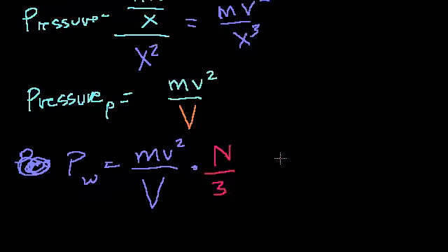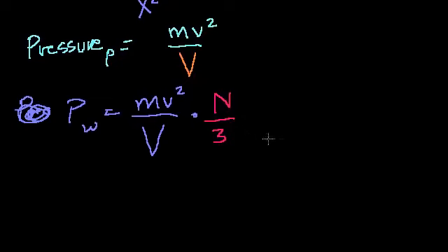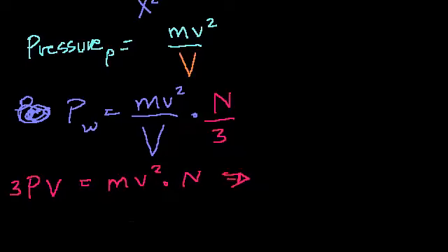Let's see if we can manipulate this thing a little bit. If we multiply both sides by 3V, we get pV times 3, right, is equal to mv squared times n, where n is the number of particles. Let's divide both sides by n. So we get 3pV over, actually no, let me leave the n there.